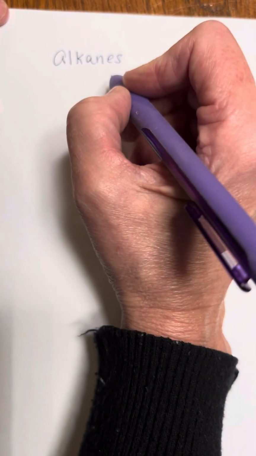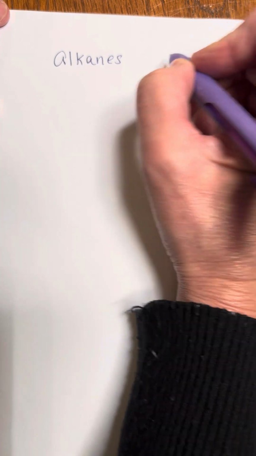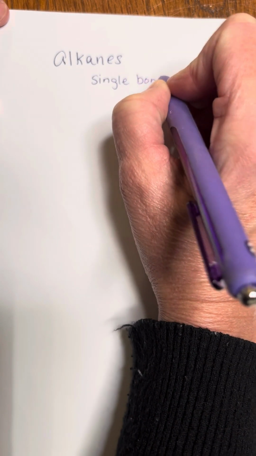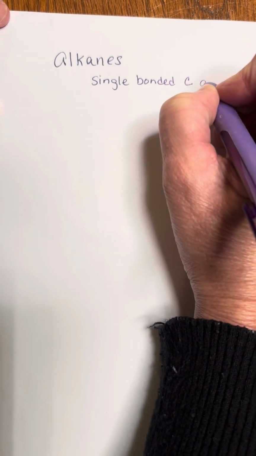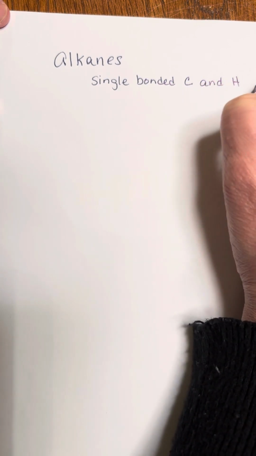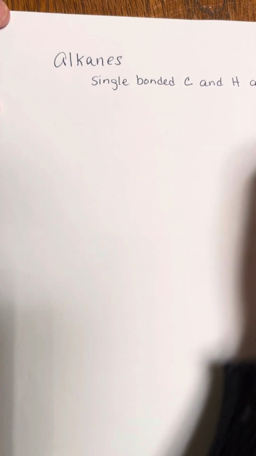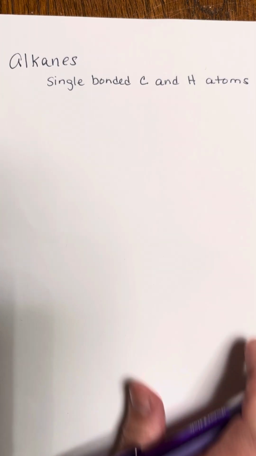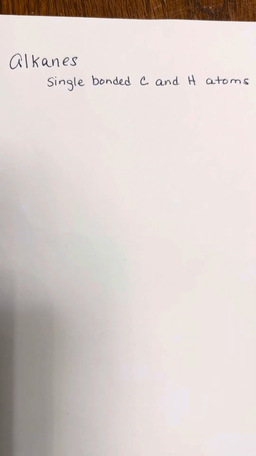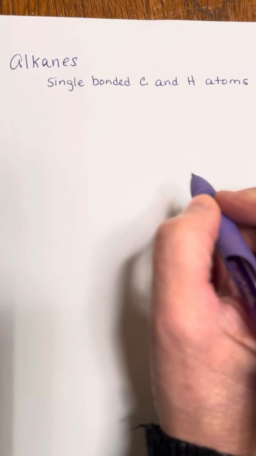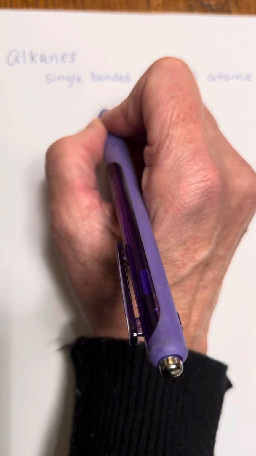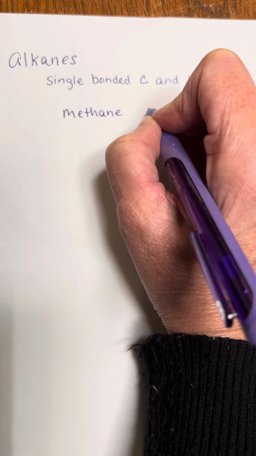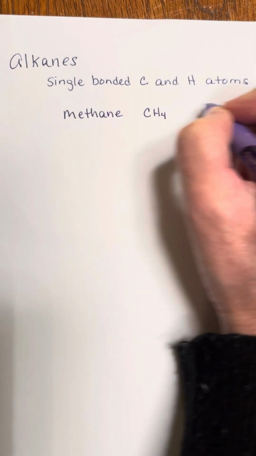That's what organic means. That consist only of single bonded carbon and hydrogen atoms. So we're going to look at the series from 1 to 10. So 1 carbon to 10 carbon chains. So the simplest alkane is methane. And the formula for methane is CH4.